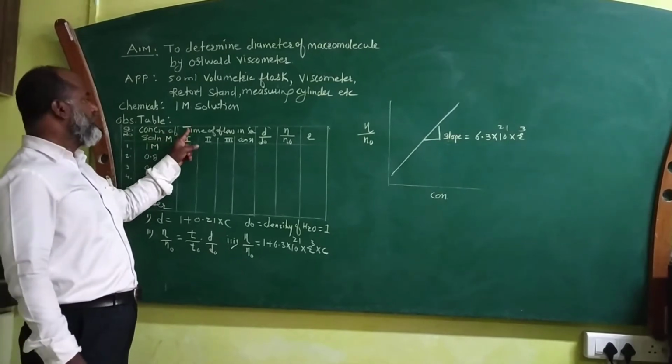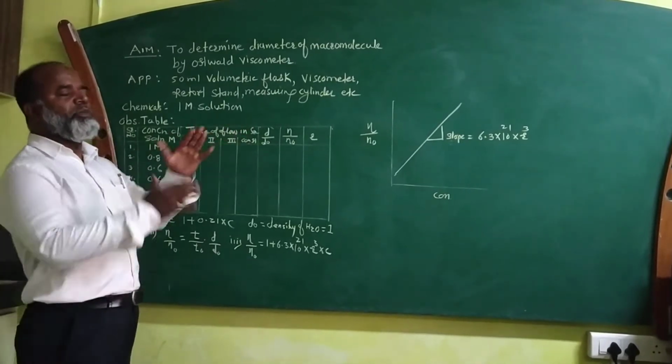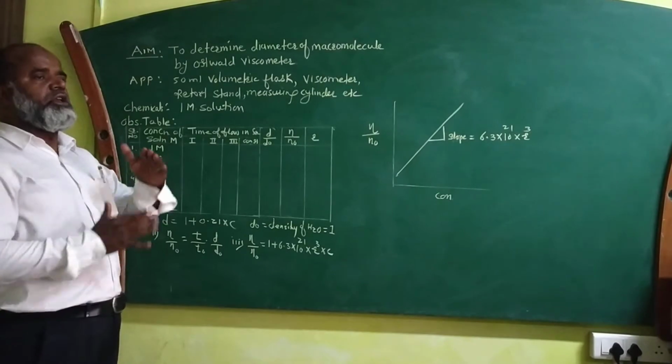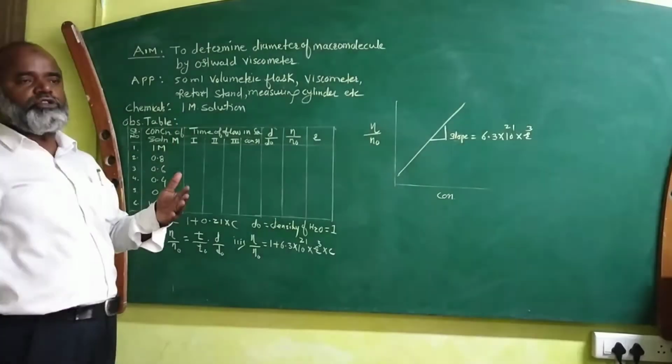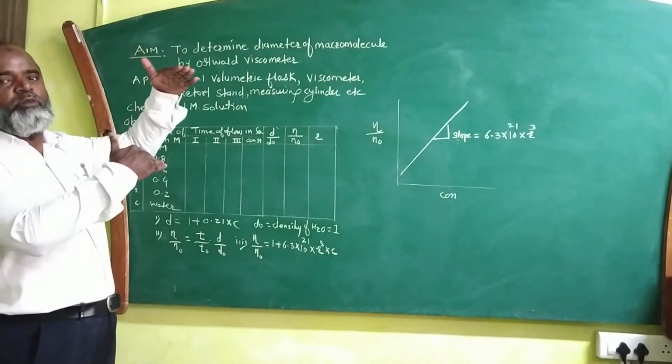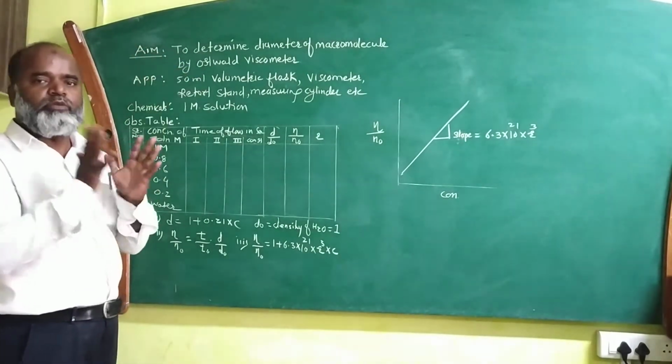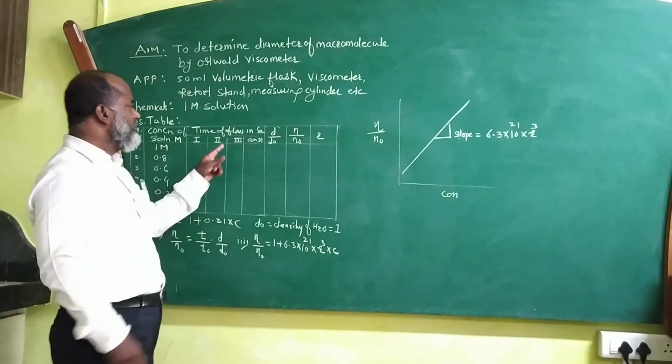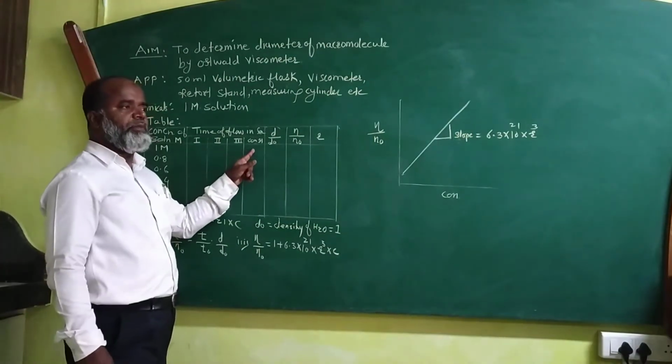Which reading are you going to take? Time of flow. How much time is required for the 1 molar solution, 0.8 molar solution and 0.6 molar solution to flow from the upper marking to the lower marking. That time of flow you are going to find out. The markings are provided in the viscometer. After that, take the average time of the three readings and write it here as the constant.